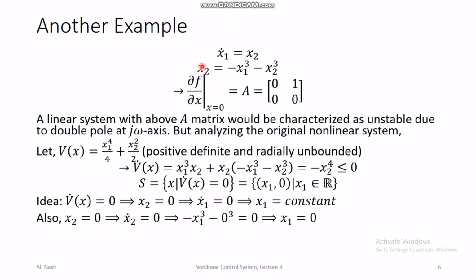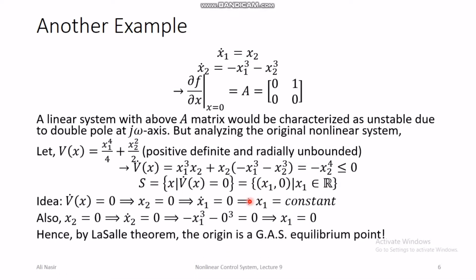So in the dynamics, if you put x2 dot equal to 0, then that means that x1 minus x1 cube is equal to 0, which means that x1, which is a constant, we already established that, so x1 is 0. So the only solution of these nonlinear dynamics that lies on the set S is 0 0. So by LaSalle theorem, the origin of this nonlinear system is a globally asymptotically stable equilibrium point.